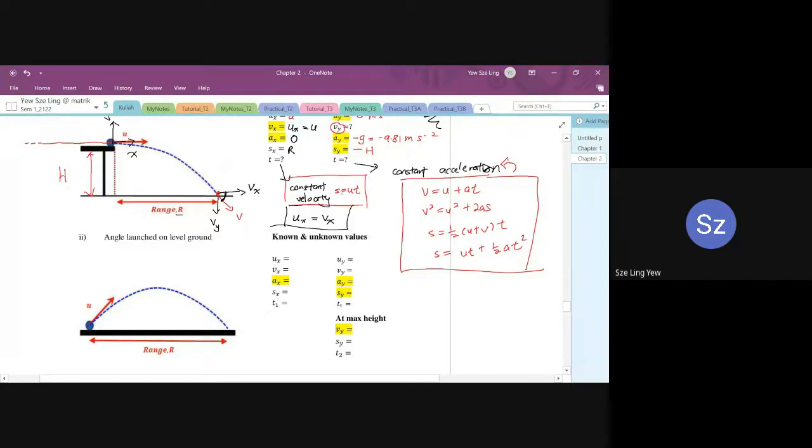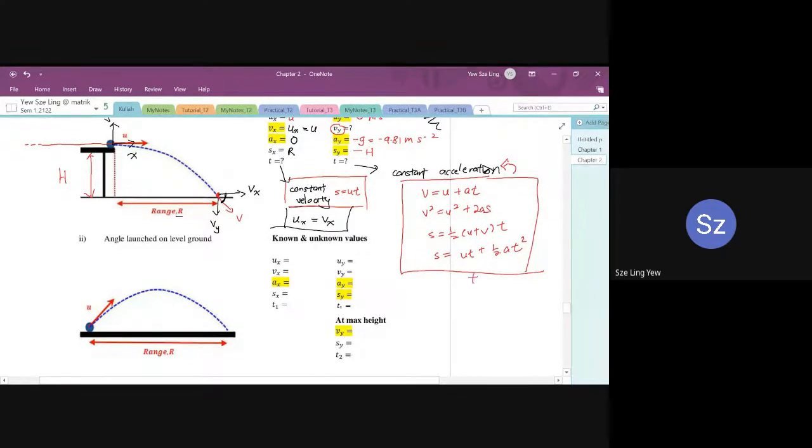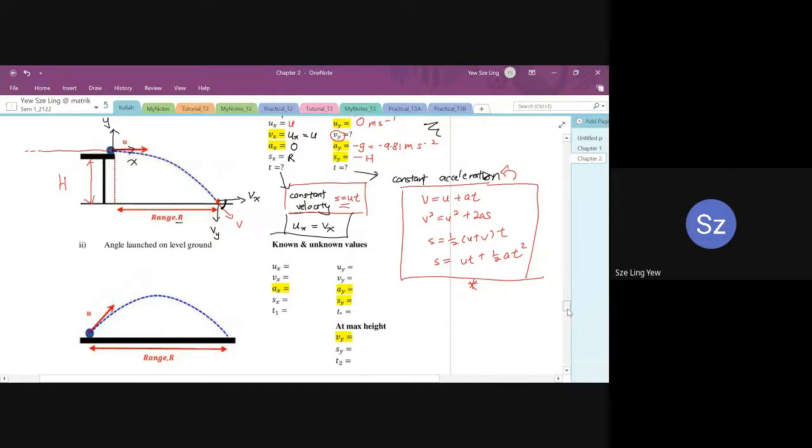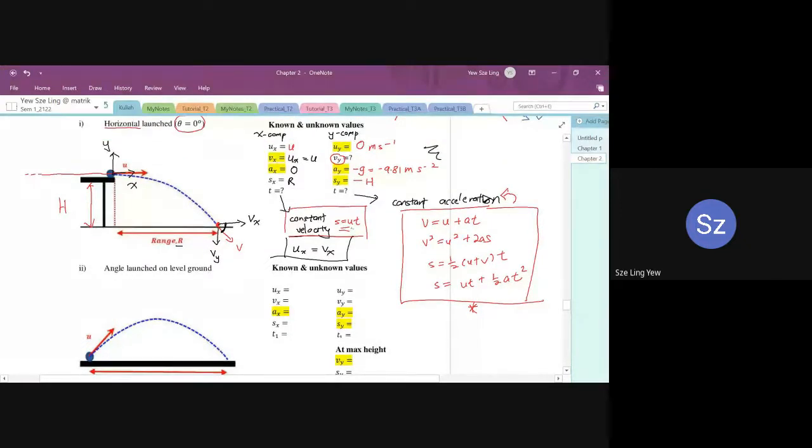So how do I know S equals UT? Actually, you can use these 4 equations. You substitute A equals 0. So this is what you're going to get, S equals UT. So actually, it's very simple. X component, you have only 1 equation. Y component, you have 4 equations. You can note this down, this is actually quite useful. You know you have only 1 equation for the X component, then you know what information can be found along the X component.